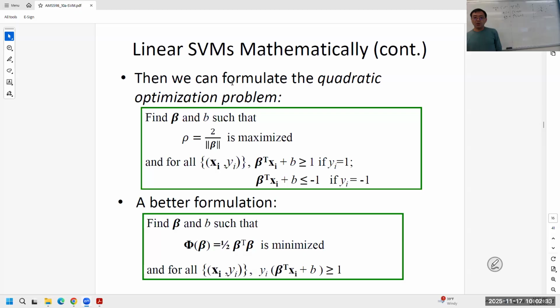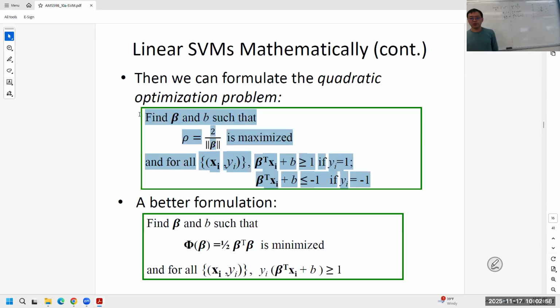slides. So the linear SVM, we can formulate as a quadratic optimization problem. We want to find the beta and b such that rho, which is the margin, is maximized, and for all the points xi, yi, you are subject to these two constraints. That is one problem.